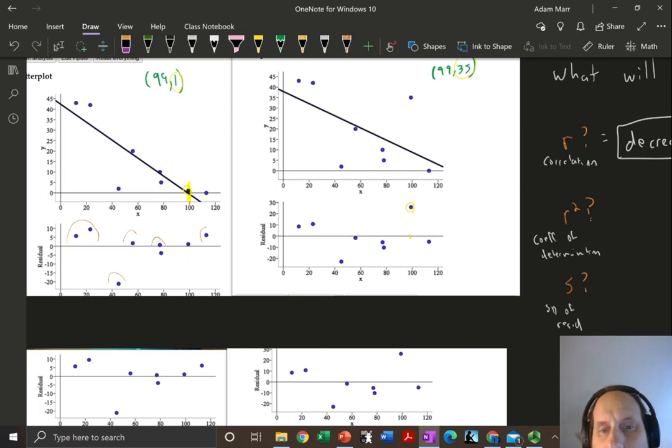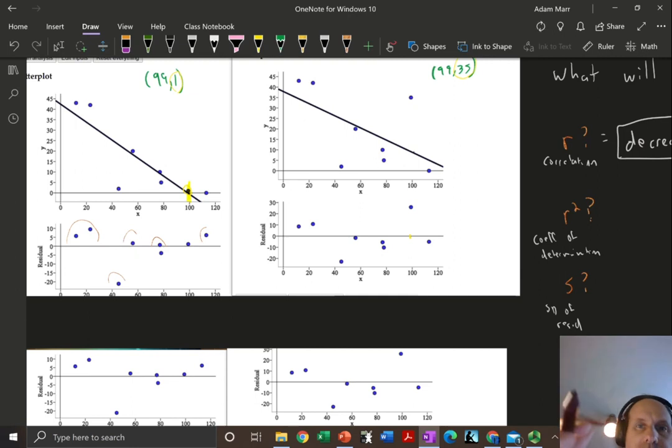Now there is a major residual right here at 99. It's from about 35 to 9. So 35 minus 9 is about 26. So the residual here should be about 26, and it is. You see right there? There it is at about 26. Perfect. So that is what a residual plot is.